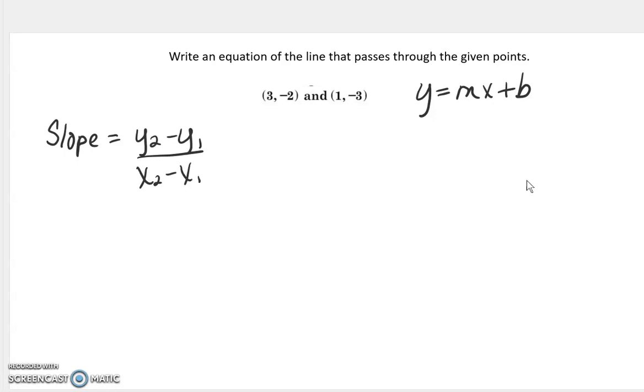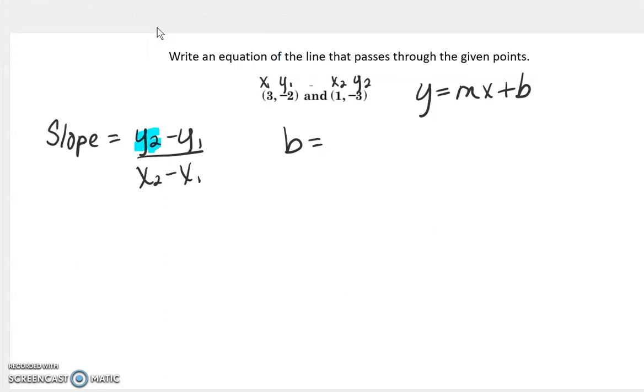Okay, and then you're going to have to find b. So we're just going to say this. Don't know what b is yet. So let's find the slope first. First step you're going to want to do is identify your points. So I'm going to call this x1, this is y1, this is x2, and this is y2. And I'm going to plug these in.